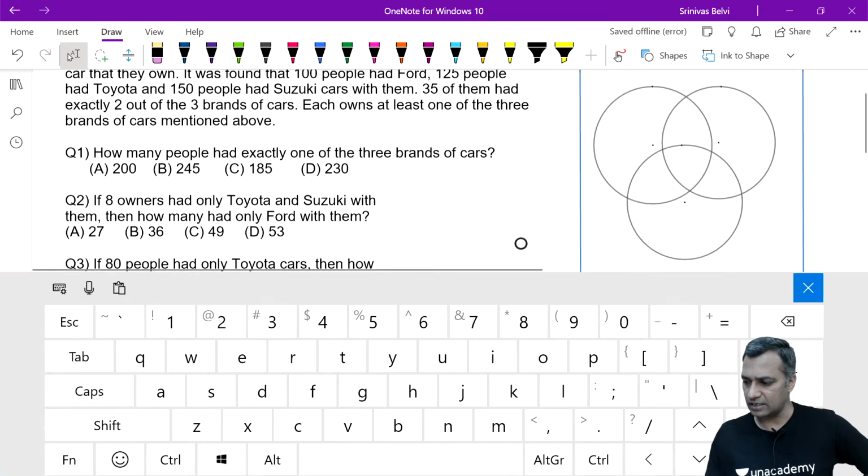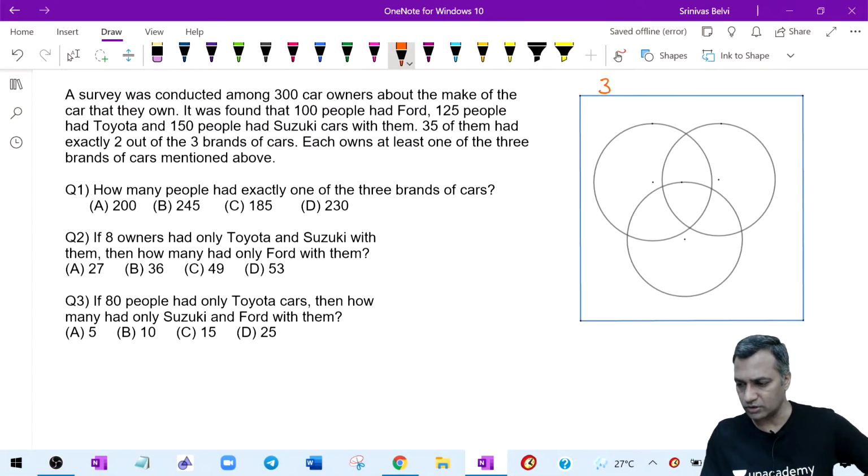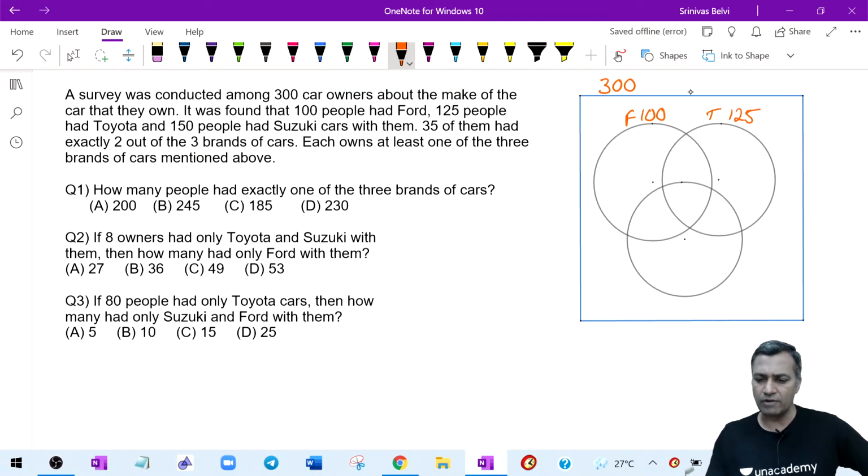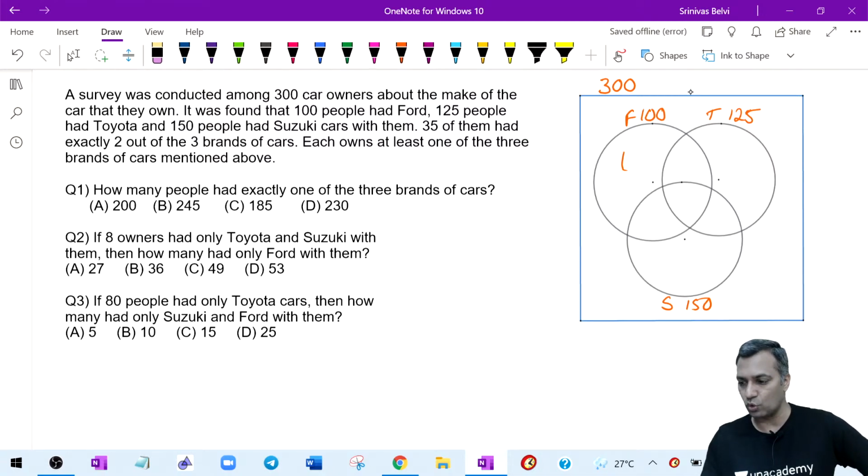A survey was conducted among 300 car owners about the make of the car that they own. It was found that 100 of them own Ford, the make made by Ford. About 125 of them own Toyota. Then 150 use Suzuki cars. It is not only Ford; you don't add the word only there, right?